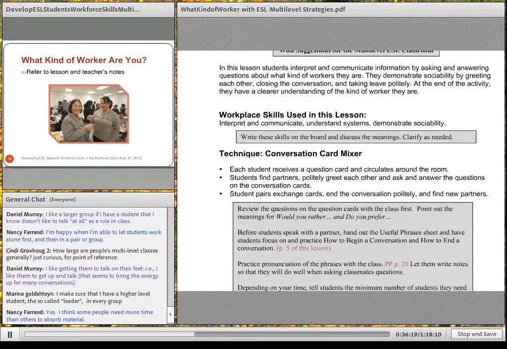So here's the introduction, workplace skills used in this lesson. I wrote these on the board and discussed the meanings with the class and clarified questions that they had. I did not use understand systems because it seemed high for my class, but they definitely were able to understand the interpret, communicate, and demonstrate sociability.